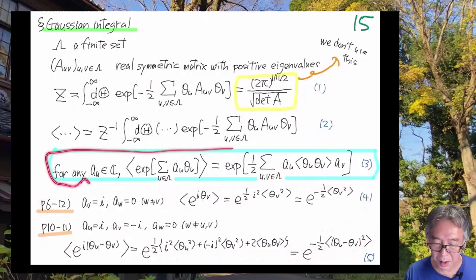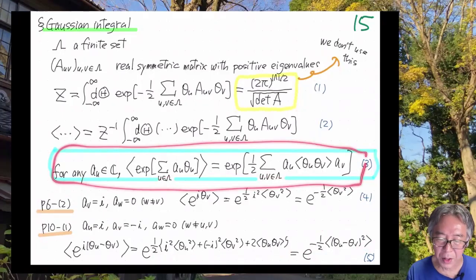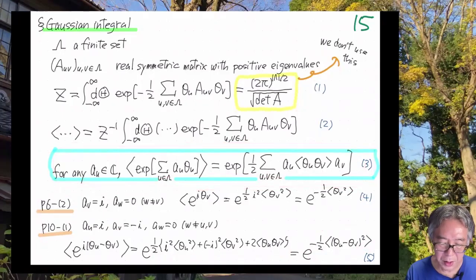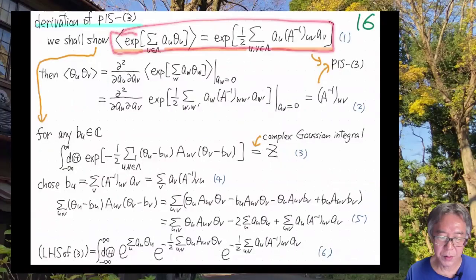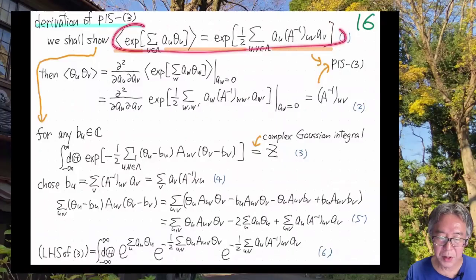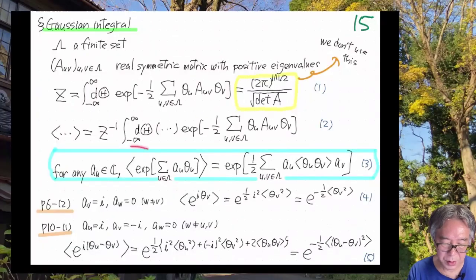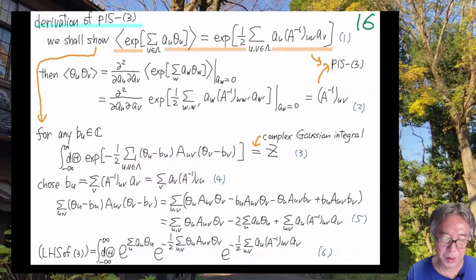So now we want to prove this equality here. That's what I do in the next page. To prove this, I will prove this equality here, and with this, we get this equality. How do you do this? Well, first of all, I assume that this has been proved, and then I'll consider this 2-point function. Then this can be obtained from this formula like this.